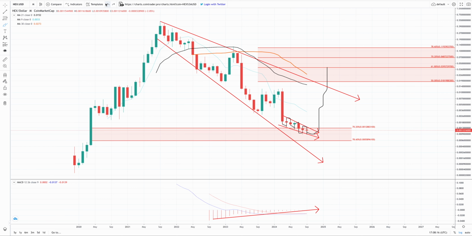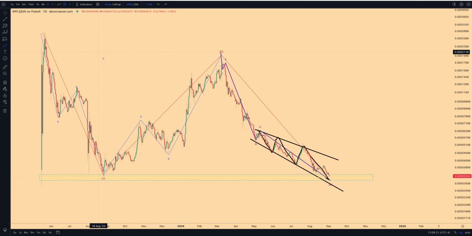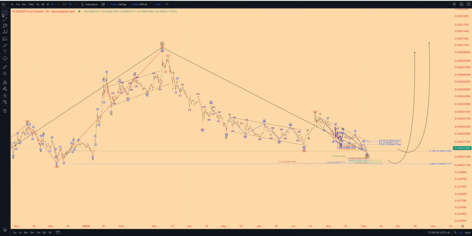But going forward, we do see that the whole ecosystem does look like it's about to put in a bottom here, while the sentiment is at the lows.